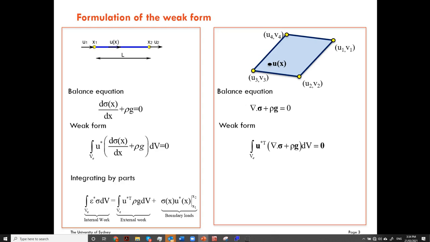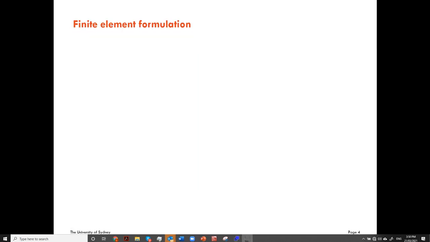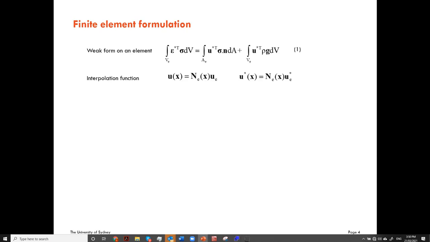So we integrate by parts in 1D to get the principle of virtual work. And in the same way, we can do this in 2D to get the two-dimensional version of the virtual work principle. In the finite element formulations, we solve the virtual work principle, written here again. And then we assume a solution as a linear interpolation of the nodes.